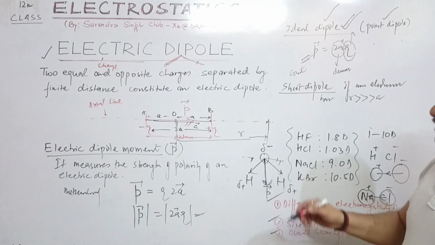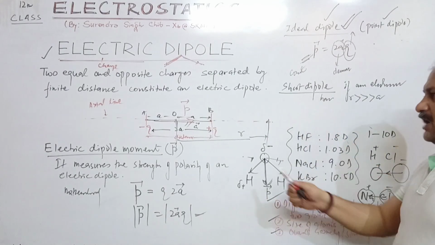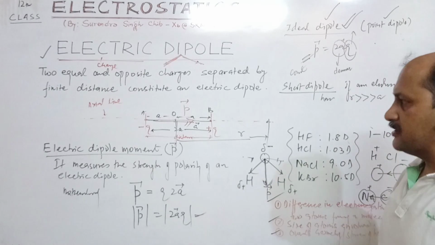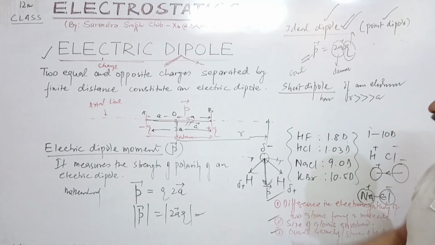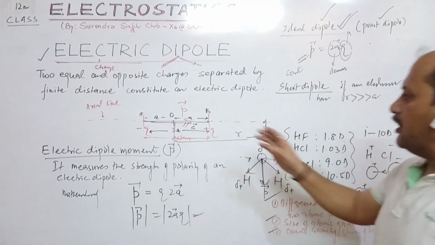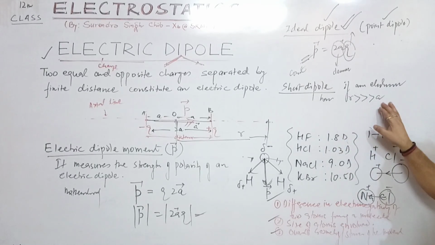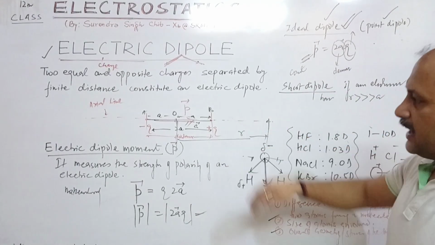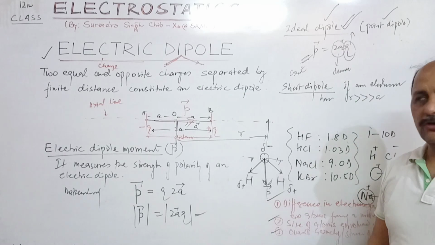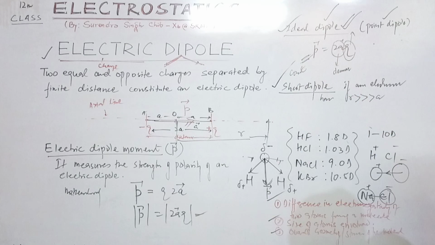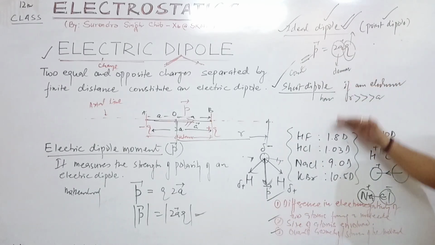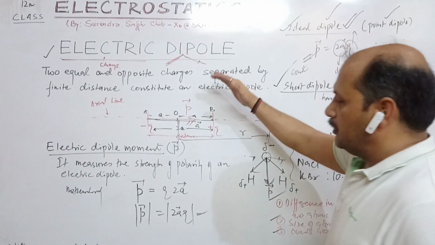Once again, what is a short dipole? A dipole is said to be a short dipole depending upon its size and the distance at which its electric field or potential is to be calculated. If its size is very small and the distance r is very large, then that dipole can be considered a short dipole. So we have done ideal dipole, we have done short dipole. So this is what I want to say about electric dipole.